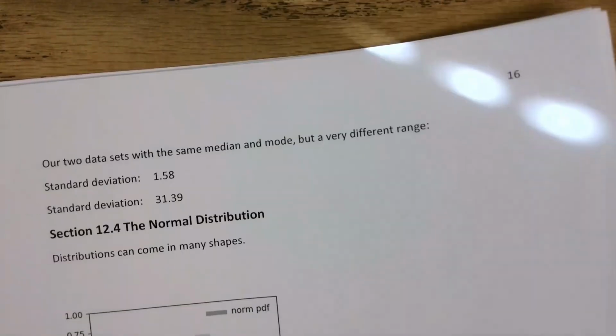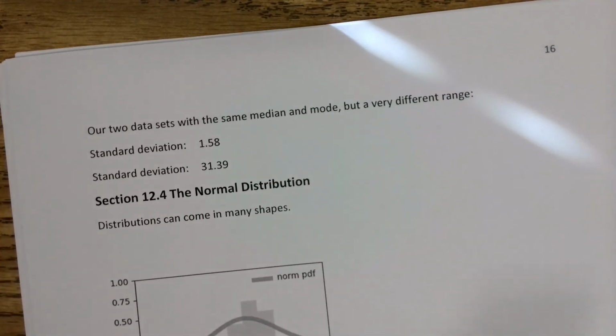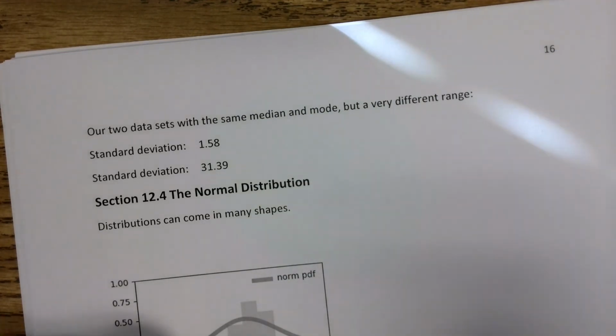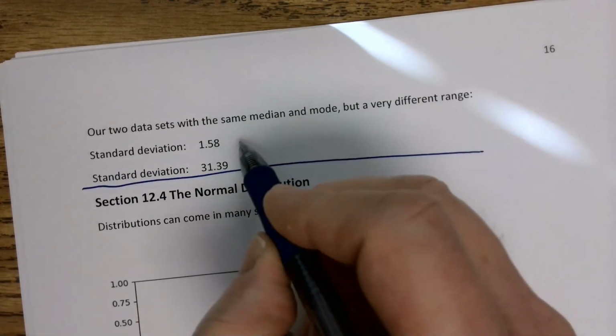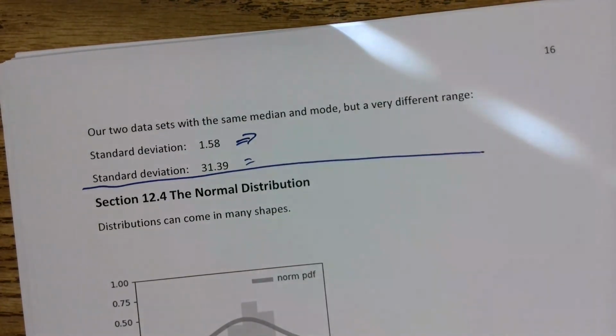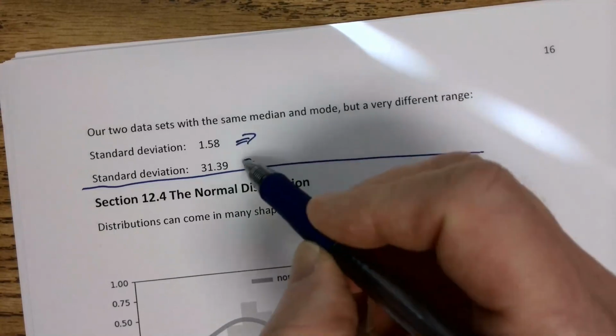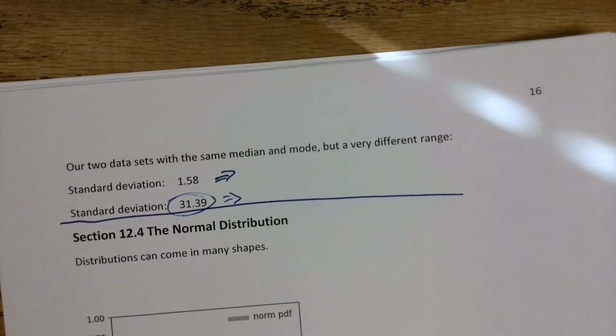All right. Remember that data from the very front, where it had the same range, same mean, same mode? Well, we actually calculated the standard deviations of those two, and the top one was 1.58, and the other was 31.39. You see how this is a wide, big standard deviation. Each point varies greatly from the mean. Okay, so we're going to stop there.